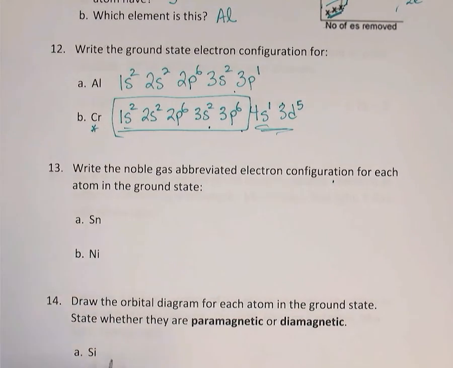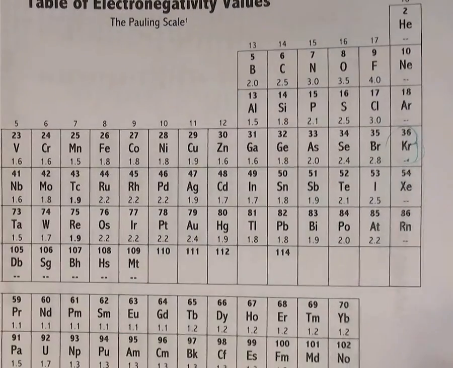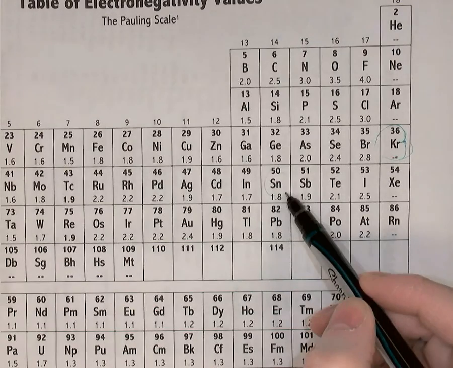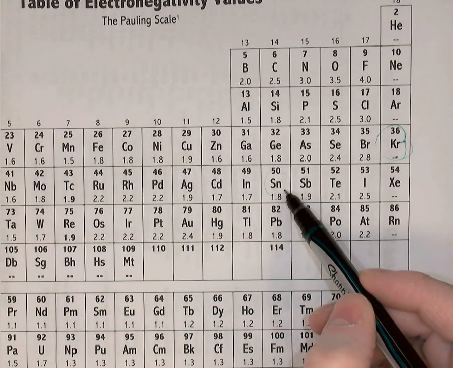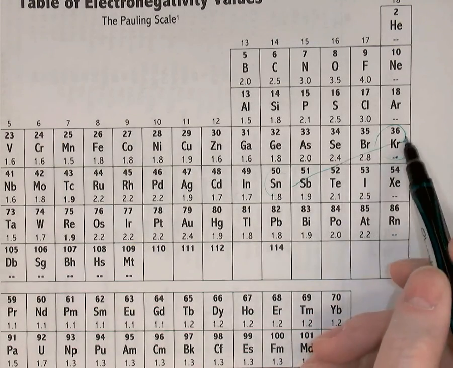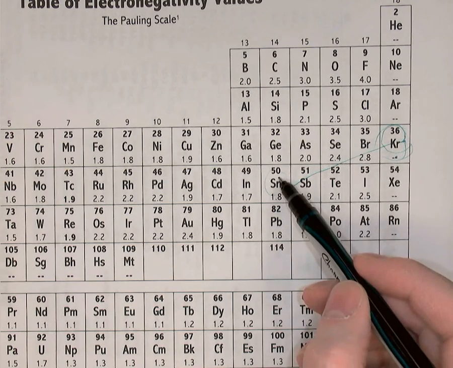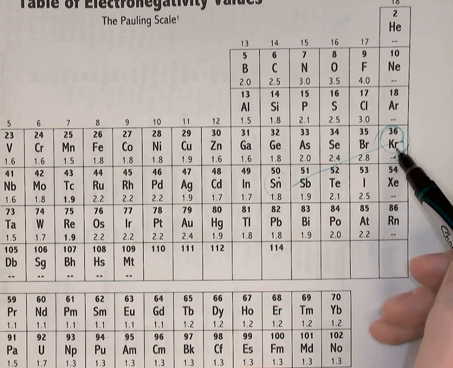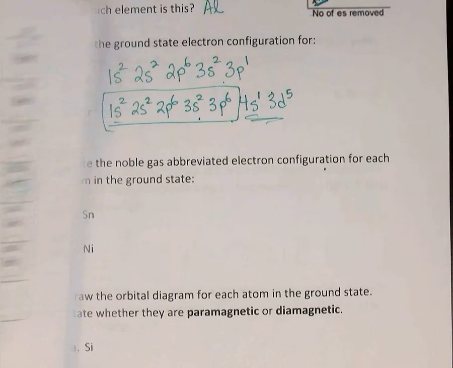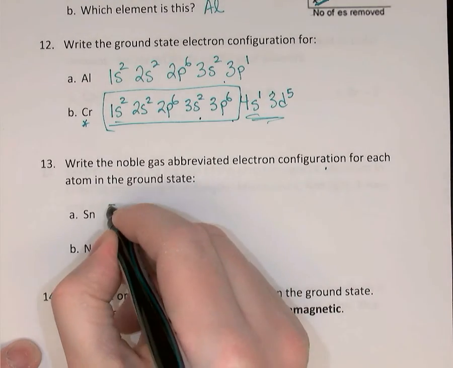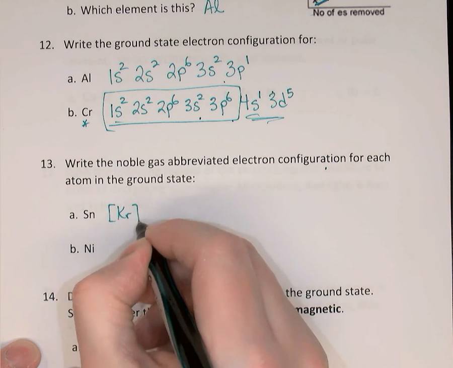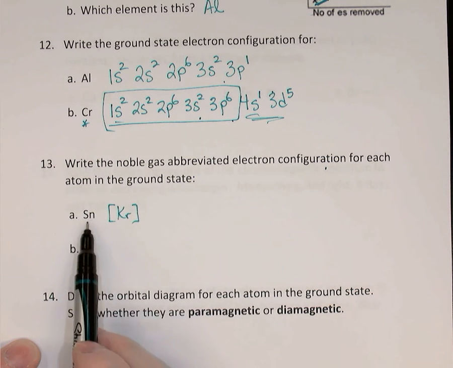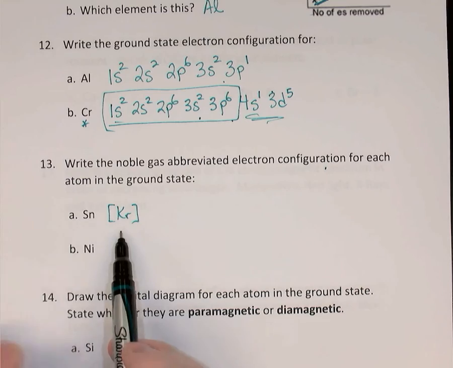So if we want tin's electron configuration abbreviated, we find tin on the periodic table, and we go to the noble gas that was before tin. So if tin is element number 50, the previous noble gas would have been krypton, which is element number 36. So for tin, I'm going to say krypton, square brackets. So we're saying that krypton's configuration plus some extra bit.